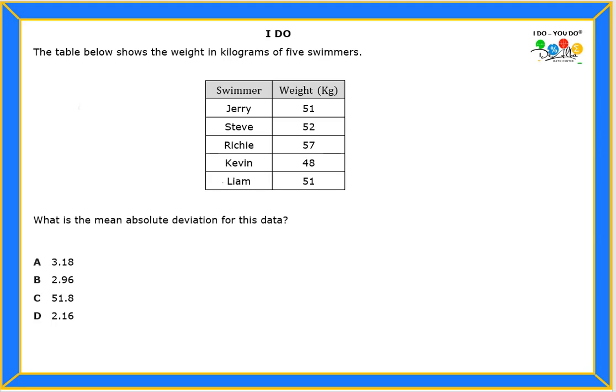Hello students, let's read the problem. It says, the table below shows the weight in kilograms of 5 swimmers. What is the mean absolute deviation for this data? Okay, so we're looking for the mean absolute deviation.